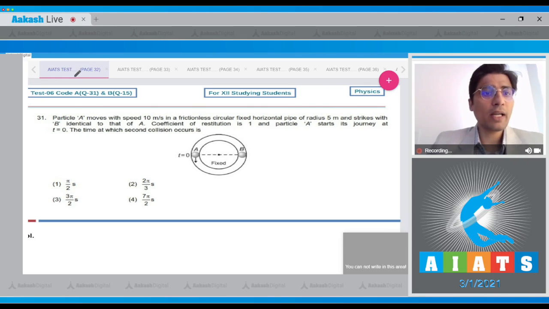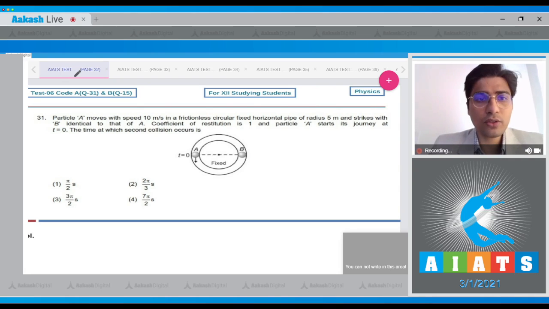Question 31 says a particle A moves with a speed of 10 meter per second in a frictionless circular fixed horizontal pipe of radius 5 meter and strikes with B identical to that of A. The coefficient of restitution is 1 and the particle A starts its journey at t equal to 0. The time at which the second collision occurs is something that we have to calculate.